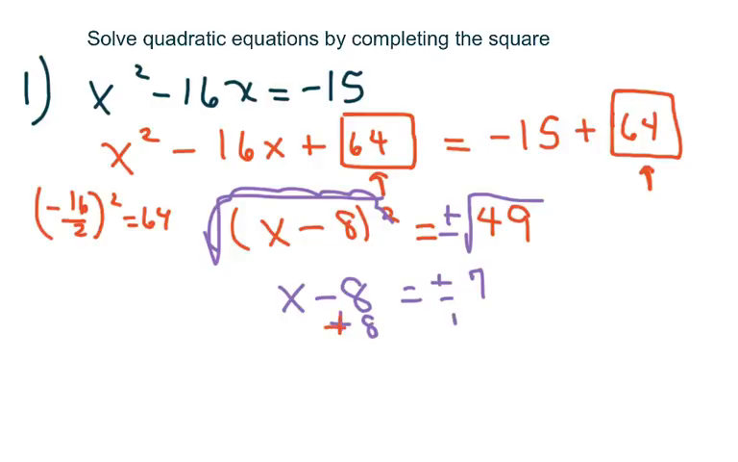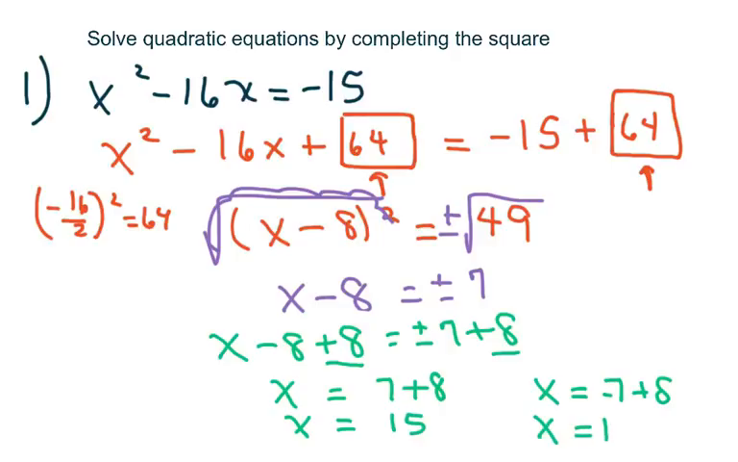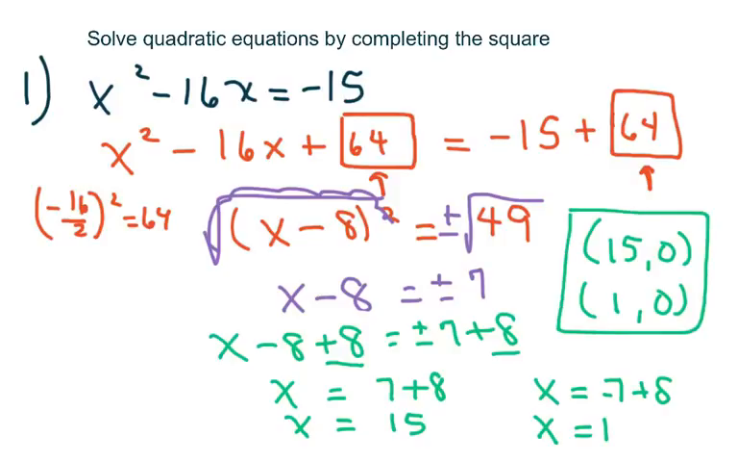Now we're going to add 8 to both sides. Let me do this in a different color. So we're solving for x. I added that to both sides, and I get x equals 7 plus 8, and I also get x equals negative 7 plus 8. So our two solutions are x equals 15 and x equals 1. And if you have to write it in x-intercept form, that would be 15 comma 0 and 1 comma 0. All right, and that's how you complete the square.